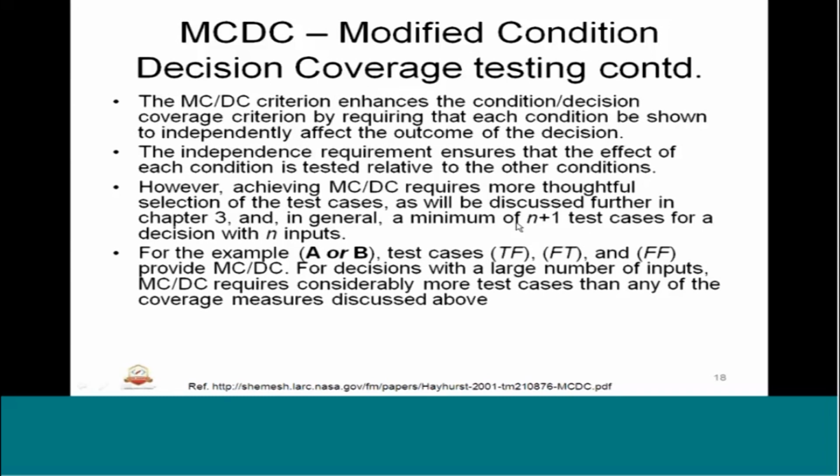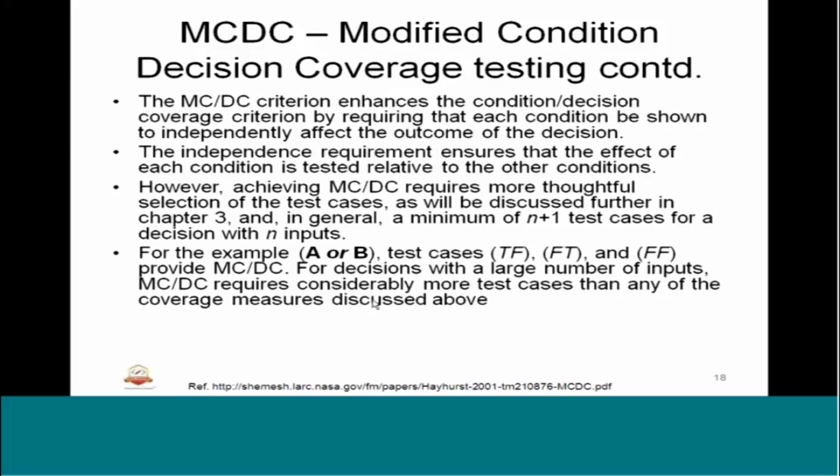So in general, a minimum of n plus 1 test cases for a decision with n inputs. For example, we have A OR B. So we have true false, false true, and false false. This will provide the modified condition decision coverage. For decisions with a large number of inputs, where we have A, B, C, D, E with OR and all that, MCDC requires considerably more test cases than any of the coverage measures discussed above.